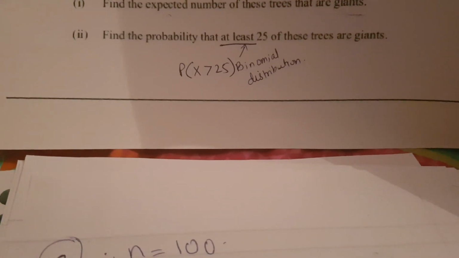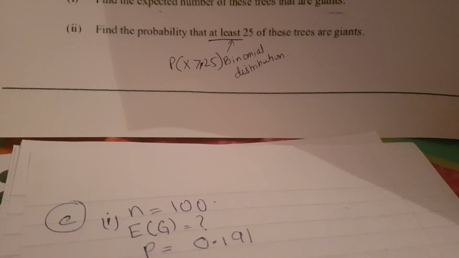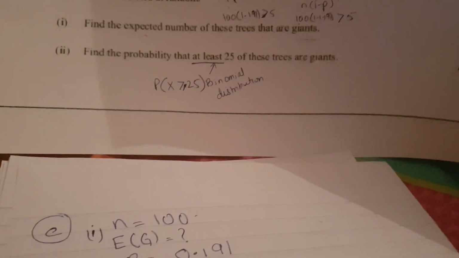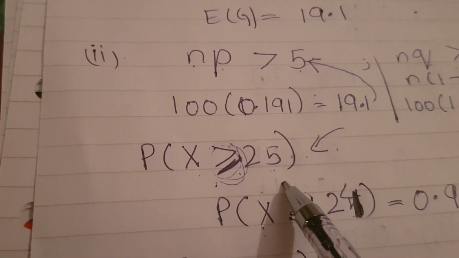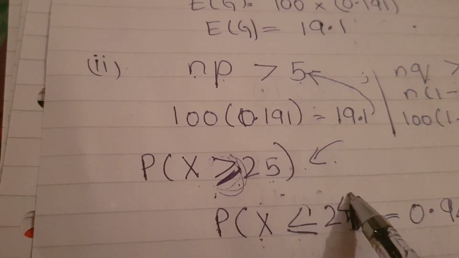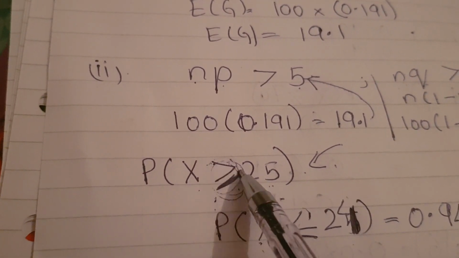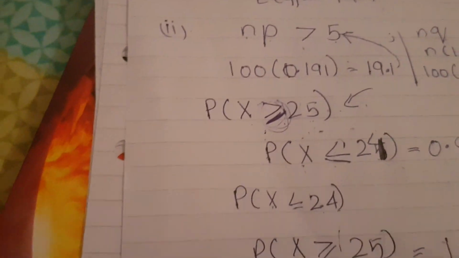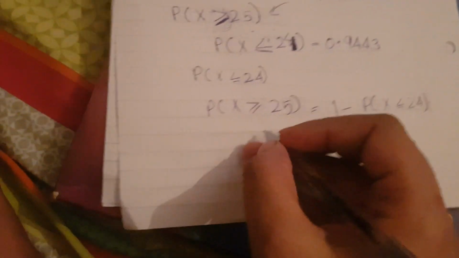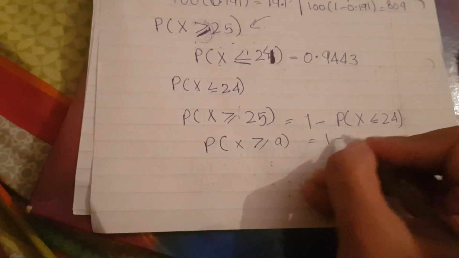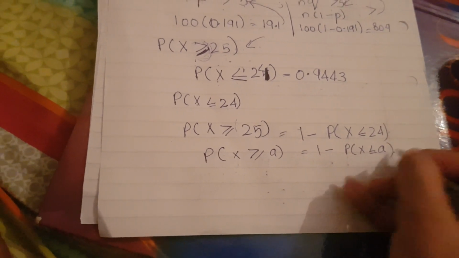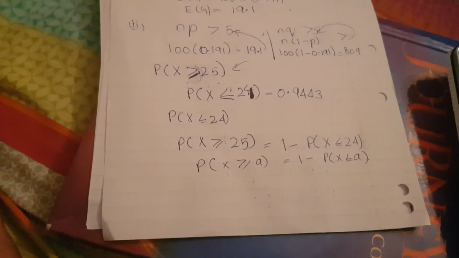One more time, I'll repeat it for you. Find the probability that at least 25 of these trees are giants. At least actually means that 25 is also included. So if I include x greater than or equal to 25, my calculator is not allowing me to calculate the binomial distribution using this greater than sign. Rather, it uses the less than sign, or you can say the general formula is probability of x greater than or equal to a is equal to 1 minus probability of x less than a.